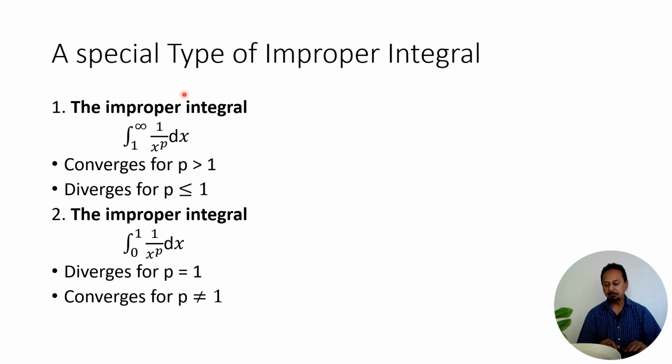So we have a special type of improper integral. The improper integral from 1 to infinity of 1 over x to the p converges for p bigger than 1, and diverges for p less than or equal to 1. The improper integral from 0 to 1 of 1 over x to the p diverges for p equal to 1, and it converges for p not equal to 1.